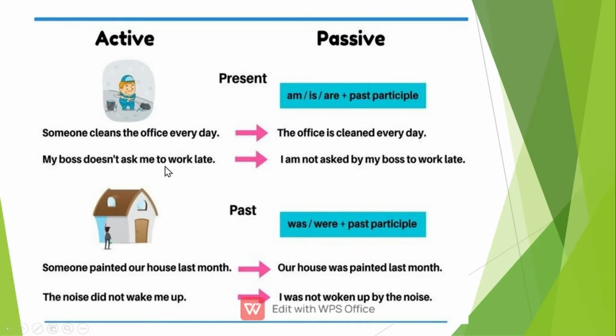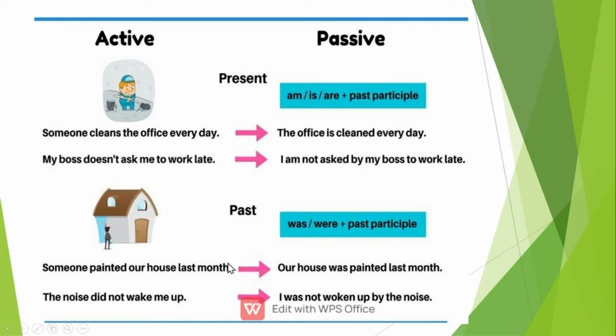My boss doesn't ask me to work late. I am not asked by my boss to work late. So here why? Because me is my object. So it becomes I. Doesn't ask is simple present tense. So it will be according to I, am will come. Third form is asked. And since it is negative sentence, so we are adding not. Okay. My boss was the subject. So we have changed it into object.